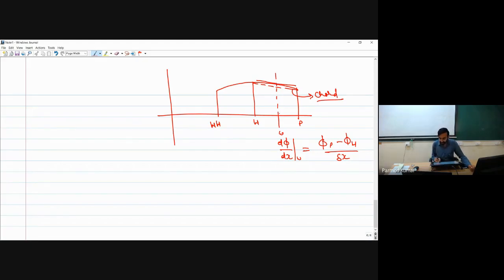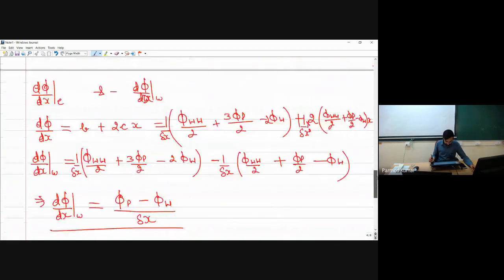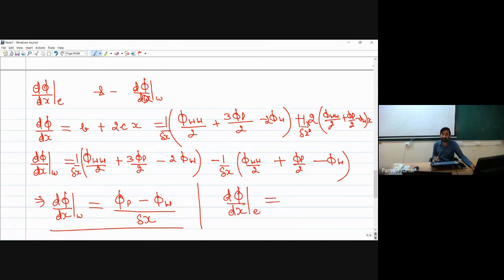This will only be applicable when we have uniform spacing. If our spacing is not uniform, we will not be able to directly write d phi by dx as phi P minus phi W by delta x. As we have seen mathematically, this is a universal theorem. So now I need not do further calculation for d phi by dx at face E. Because my mesh is uniform, I can simply write d phi by dx at face E as phi E minus phi P divided by delta x. Is this point clear?